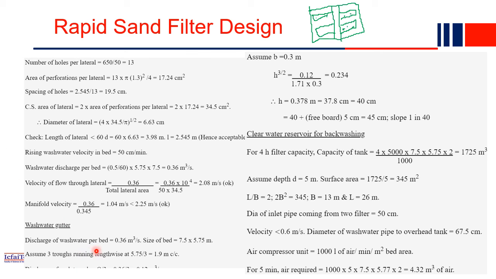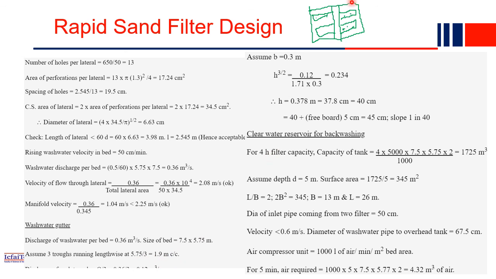So the discharge of wash water per bed, we consider 0.36 meter cube per second, and the size of the bed, basically we already computed this value, right? Assume 3 running, so total 3 steps if you consider, then each step will be this divided by 5.75 divided by 3, and you will get 19 meter square.